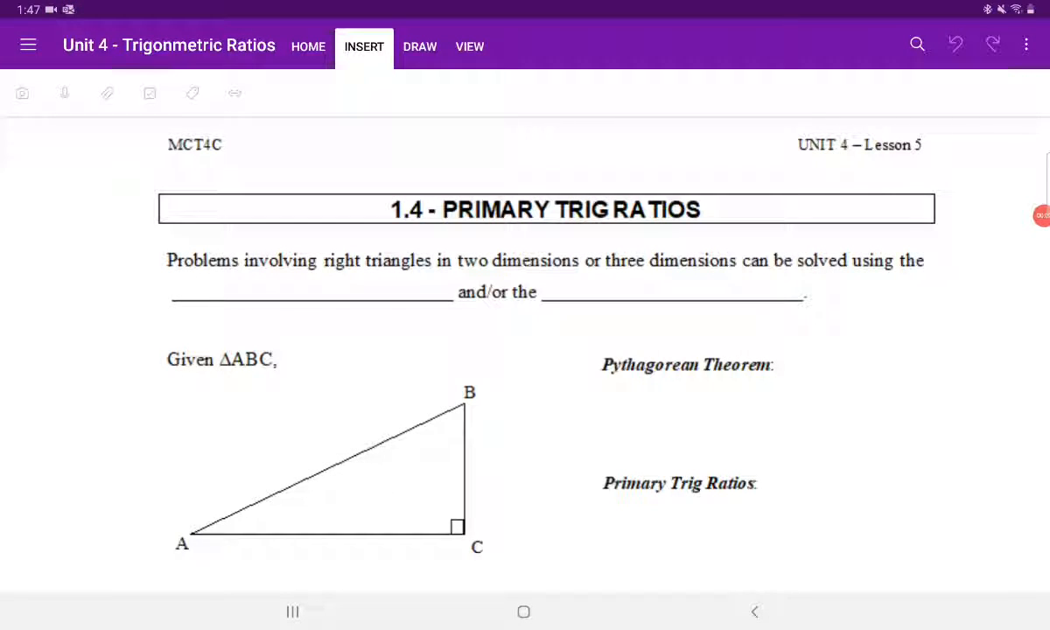All right, let's move on to section 1.4, which is a little bit easier than what we've done, and it's almost like a recap of some of the basics of what we've done, really, and then we move towards some word problems later. But let's take a lesson here to learn a little bit more or refresh our memories on the primary trig ratios.